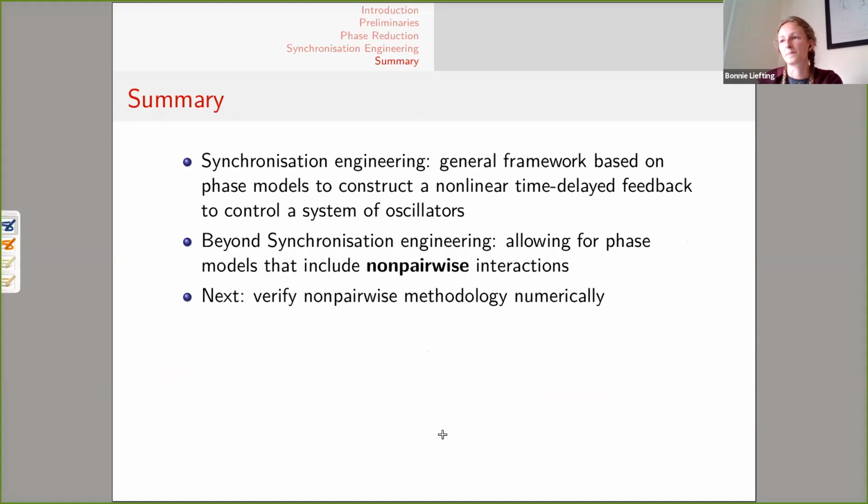And that's it. So synchronization engineering is a general framework based on phase models to construct this nonlinear, time-delayed feedback to control any system of oscillators. And any system is a system where you can find a waveform and the phase response curve. And then beyond synchronization engineering, we are allowing for these non-pairwise or cyclical interactions. And the next thing is to verify all of this numerically. Yeah, that's it. Thank you.